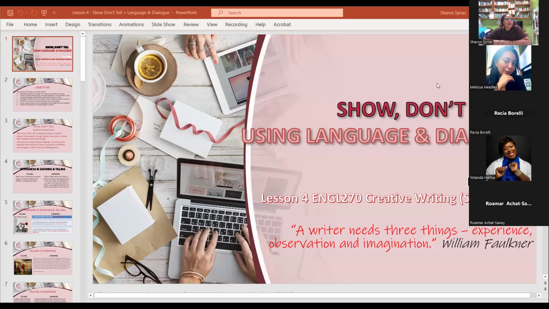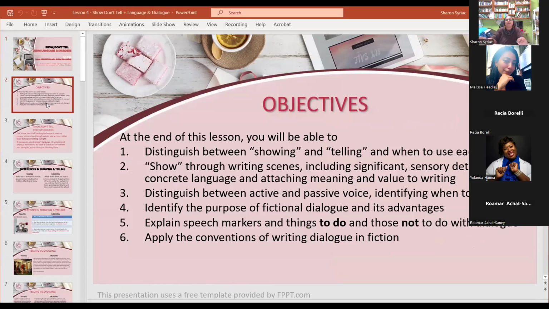Today we are looking at show, don't tell, and we're also looking at using language and dialogue. As we've already discussed, you have looked at Jobel, and we will do some more discussions on Jobel. But let's look at the topic show, don't tell, because that is something that as a writer you will hear very often. And I want to explain what it means.